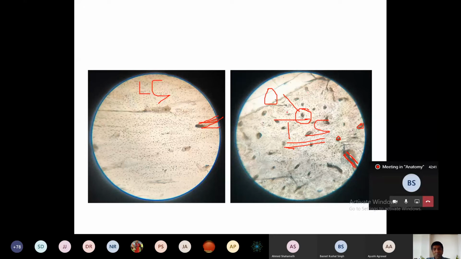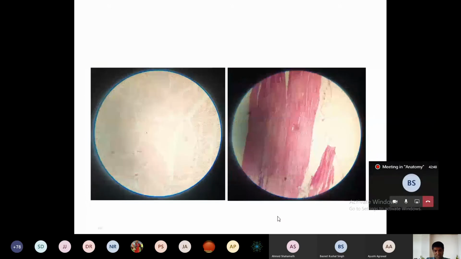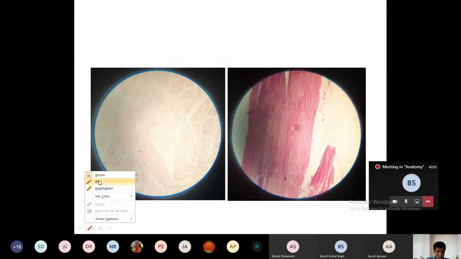All right, and these black dots are the osteocytes. This also you have to write. Okay, please practice these things. And now come to the next structure. What is this one?